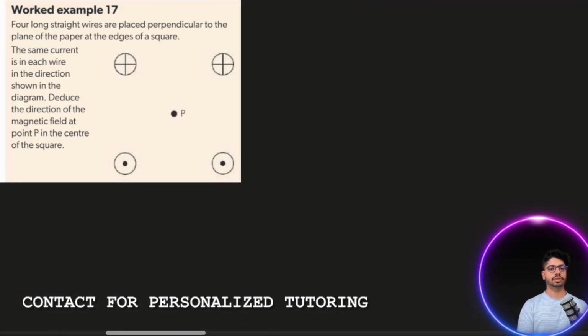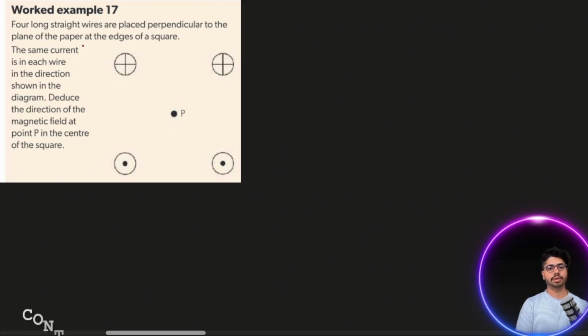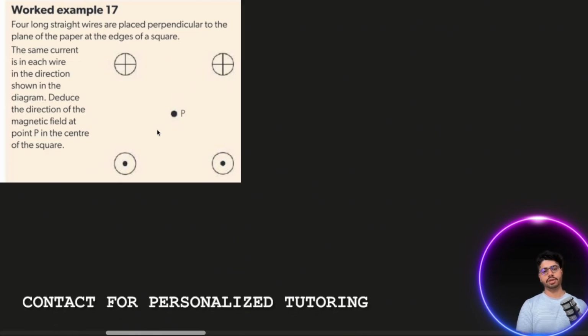Let's try this question to understand. Four long straight wires are placed perpendicular to the plane of the paper at the corners of a square. These are the wires. Cross means the current is going into the screen, and here also it is going into the screen. Dot means the current is going out of the screen, and this one is also out of the screen. The same amount of current flows in each wire, and the directions are as mentioned. Find the direction of the magnetic field at the point P at the center of the square.